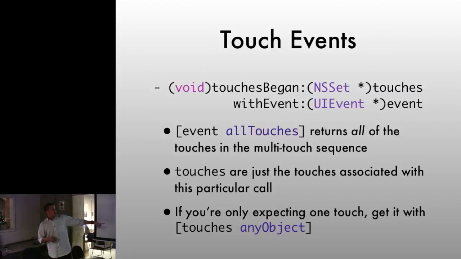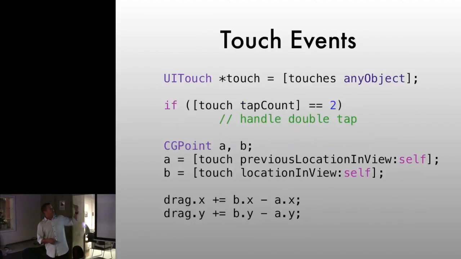If you're only expecting to get one touch back, if you disabled multi-touch and you're only expecting to get one touch back, touches any object is a perfectly valid way to say, okay, give me just a single touch that I'm looking for, even if it's got multiple touches in it, which it shouldn't if you've got multi-touch set correctly. Touches any object will give you back a valid object according to that event.